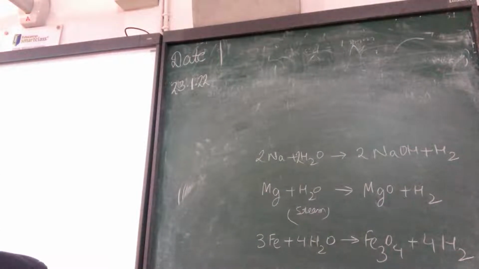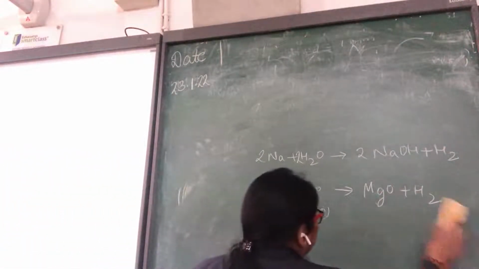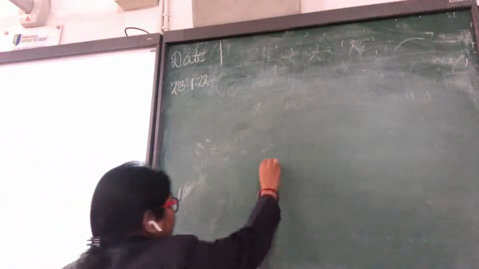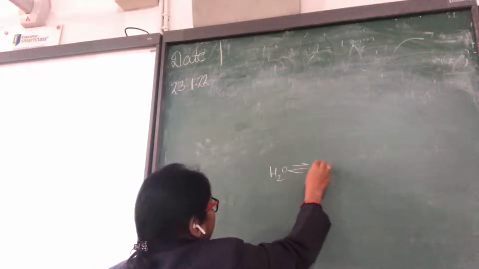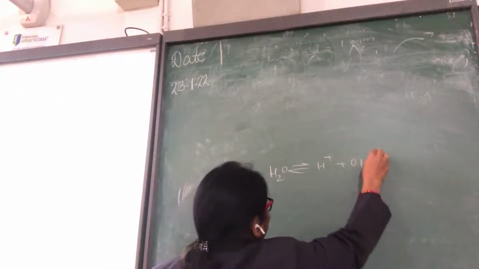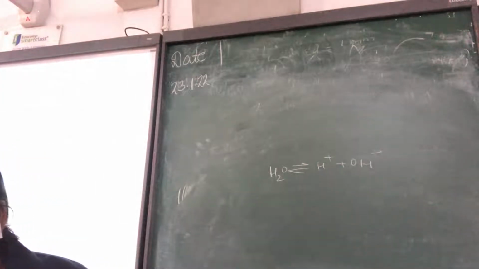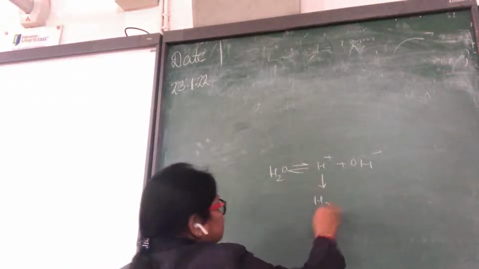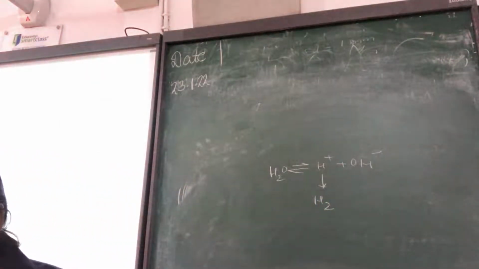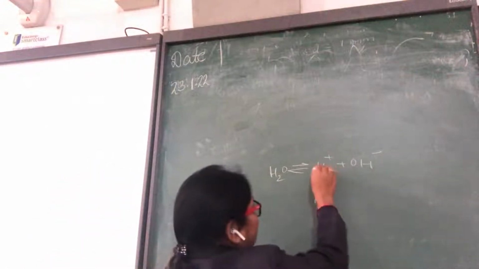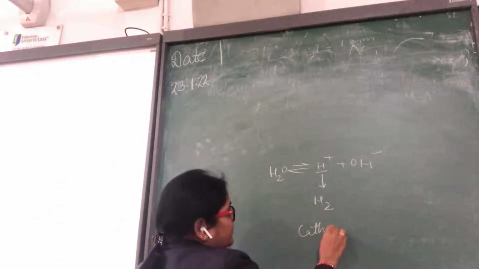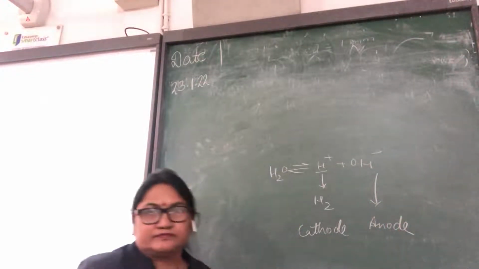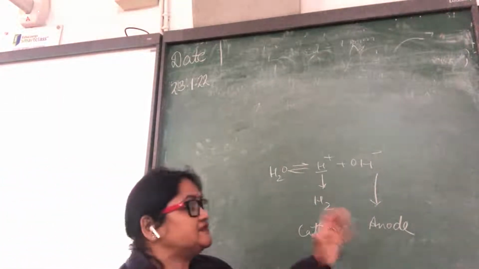Then some other methods are there, like the electrolysis of water. Also we can prepare hydrogen this way. When you pass an electric current through H2O, it will dissociate into H ions and OH ions, and these H ions afterwards form hydrogen. Always remember, hydrogen ions will be produced at the cathode and OH ions will be produced at the anode. Cathode is negative, anode is positive.